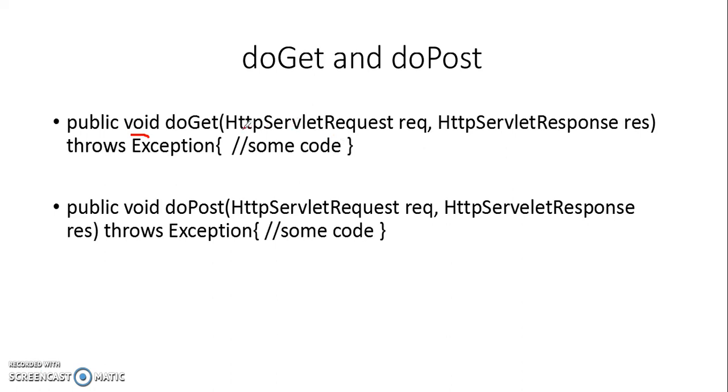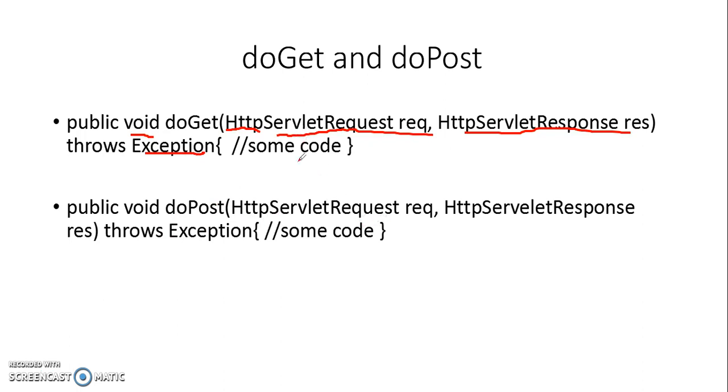HTTP denotes our protocol through which this request is being sent and through which a response is being received, and it goes to the servlet program. So we use the servlet request and the servlet response, and this throws some exceptions. As I said, ServletException and IOException, but in general you can handle this by giving just the name as Exception. Similarly for doPost, you will use the same parameters.